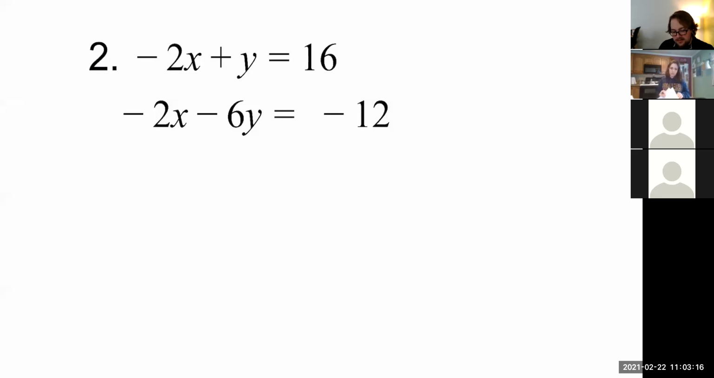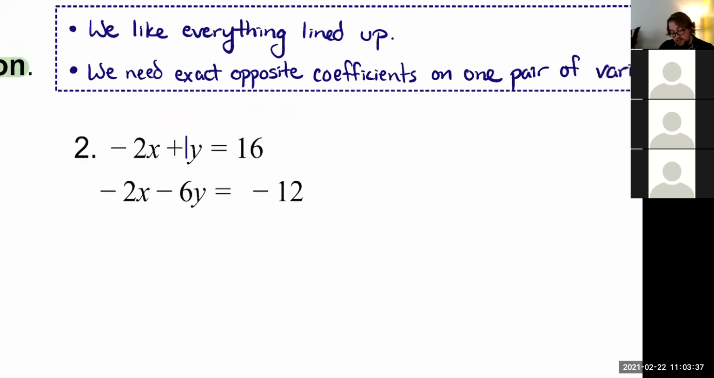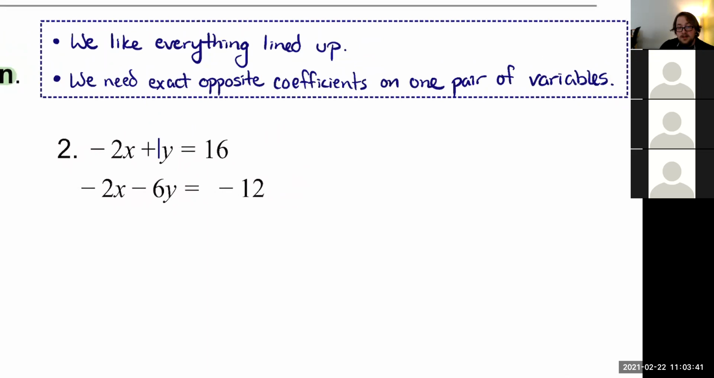So right off the bat, hopefully we see that for the most part, everything's lined up. The x terms above each other, the y terms, the equal signs, the constants. It may also help to see the 1 hiding next to this y. But what's the problem? What do I not have? The exact opposites. The negative 6y and the 1y are opposite signs, but not exactly opposite. But also, I could argue that the negative 2's are really close. I would just rather one of them be positive. Can you think of a number we could multiply by that would change only the sign?